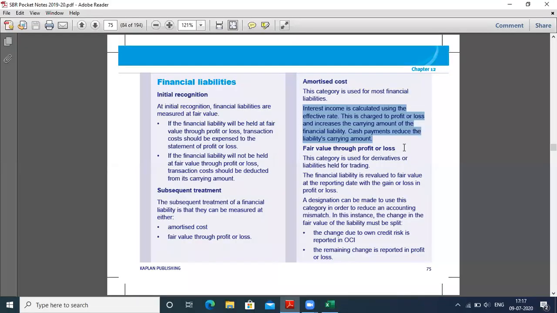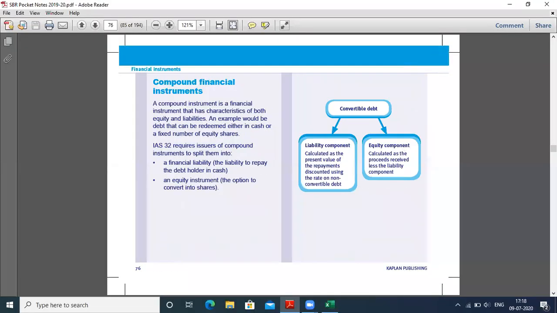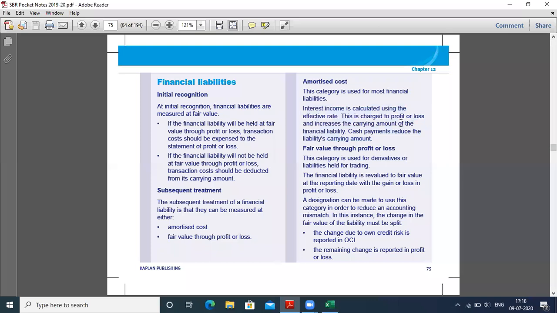So this is a process according to the amortized cost method. Now, if you are subsequently considering this financial liability according to fair value through profit or loss account, generally this is used for derivatives or liabilities held for trading. For a non-trading company, this particular method will not be used. It means if the companies are not engaged in trading, in that case, we will not be using this.